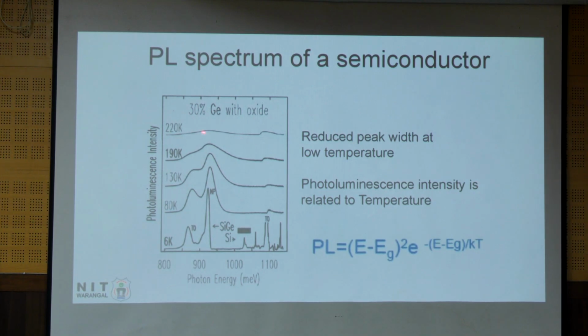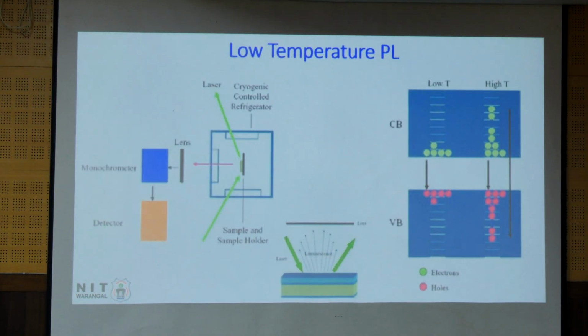See, at 220 Kelvin also some broad spectrum is observed. But when you go to lower and lower temperatures like 6 Kelvin, you see certain strong peaks have come up. The area under the curve of these peaks you can calculate, and you can estimate the density and number of those defects. So those things you can determine using low temperature photoluminescence.